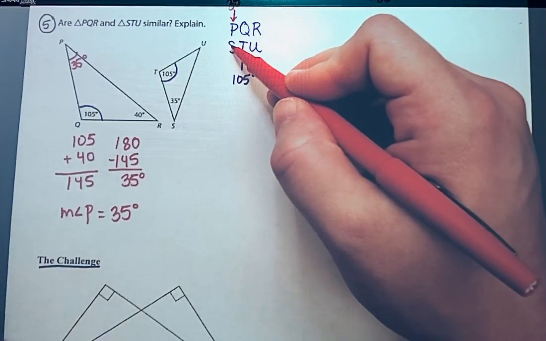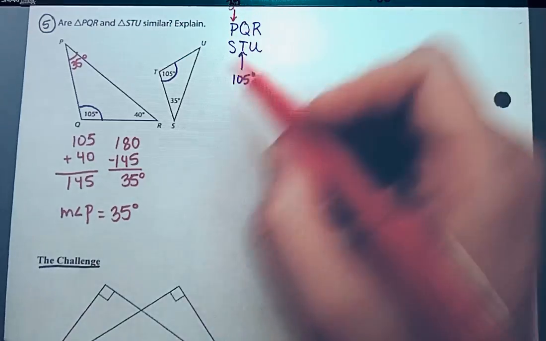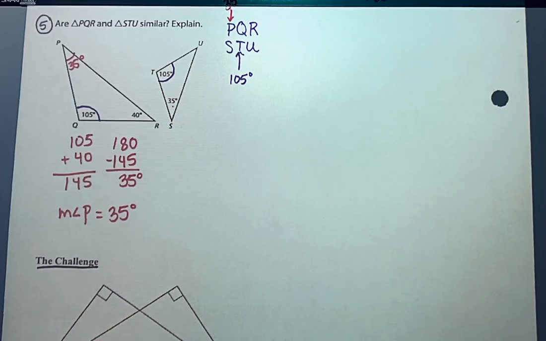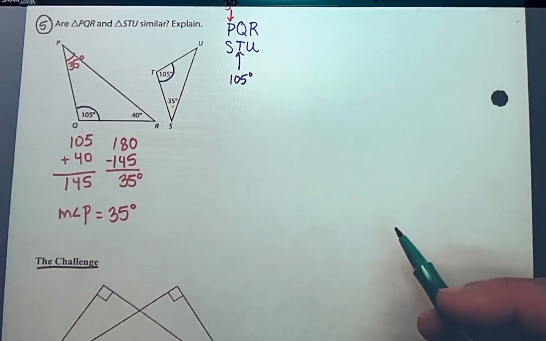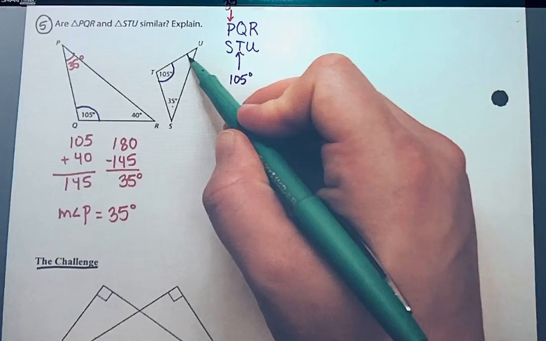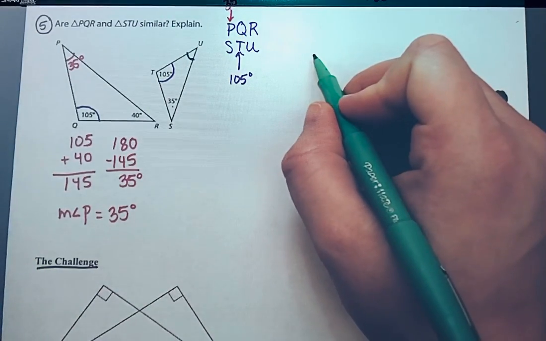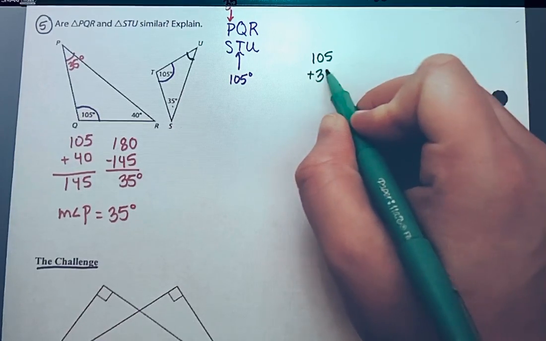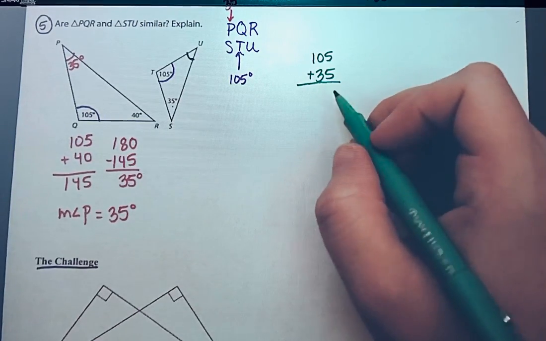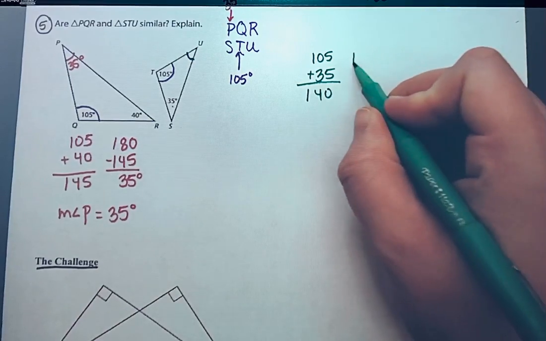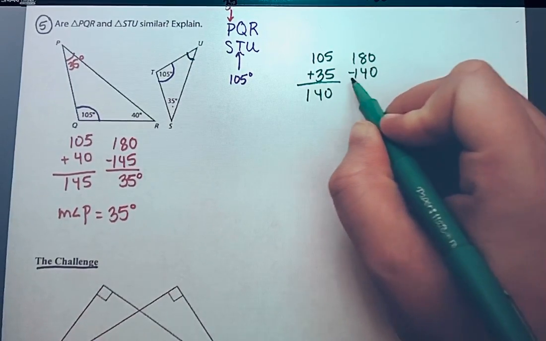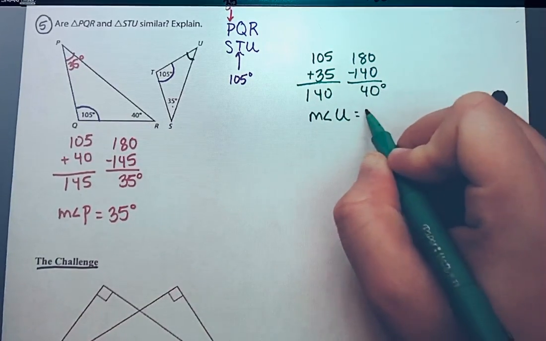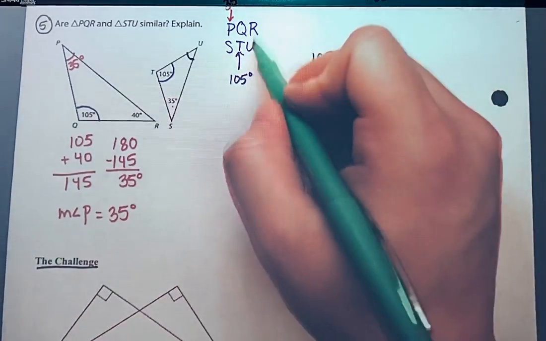Are P and S both 35 degrees? 35, 35? Yes, they are. So let's do the last little piece to check and make sure we're correct. I'm going to find this missing angle measurement here by doing 105 plus 35. 105 plus 35 gives me 140, and 180 minus 140 gives me 40 degrees. So the measure of angle U is 40 degrees.